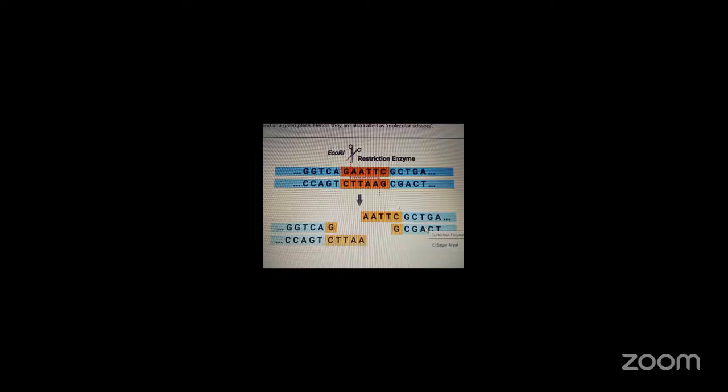Here, in the 5 to 3 direction, guanine, adenine, adenine, thymine, thymine, and cytosine, and in the 3 to 5 direction the opposite is seen. In addition, there is a point of symmetry within the palindromes. In the example, this point is in the center between the adenine and thymine.